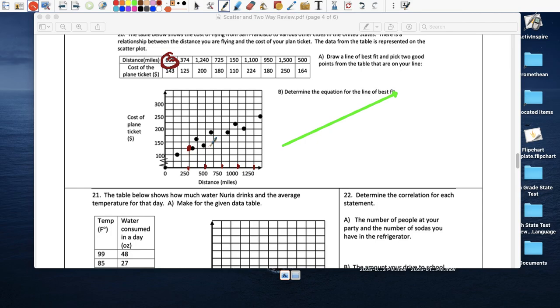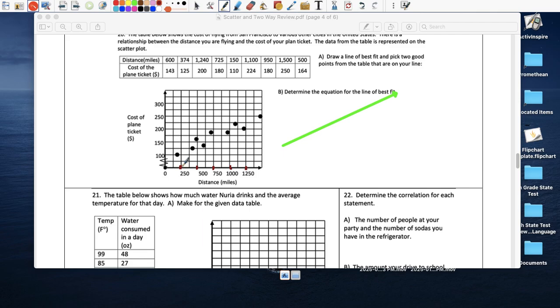Why do they have... Pick another point. 374, which is about 125. 375. So it's about here, and it's with cost of the plane ticket 125. I think that's wrong. I think this is 250. This is 500. This is 750. That's 1,000, and this is 1250.